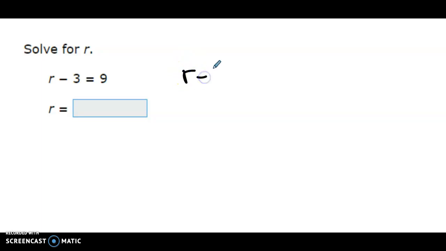So we have r minus 3 equals 9. And I'm going to use the same thing, combine. Even though we have 2 terms, they are unlike, so we can't combine them. There's only one term here. Split, isolate. I draw a box around the variable. Inverse. Now, I have a negative 3.